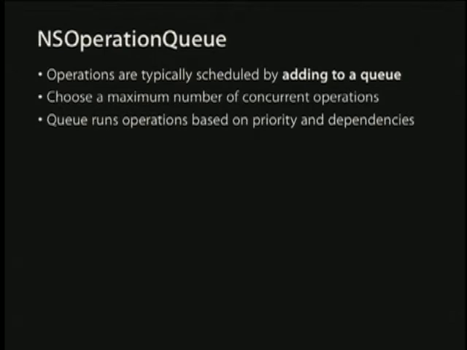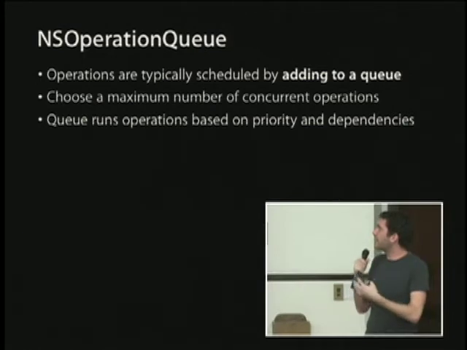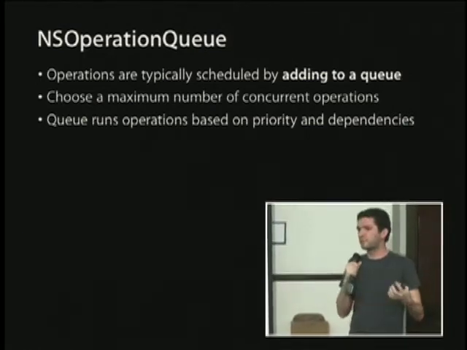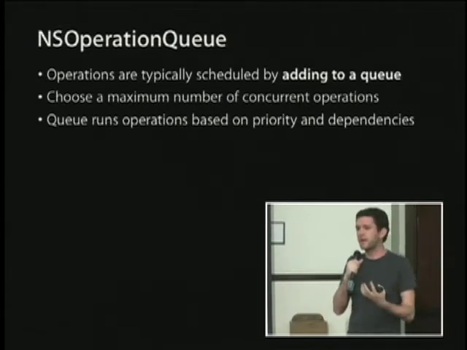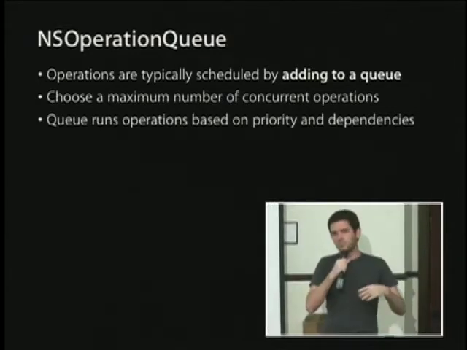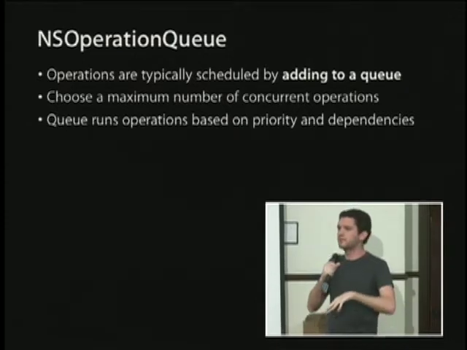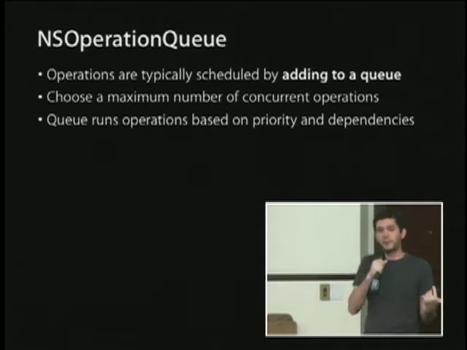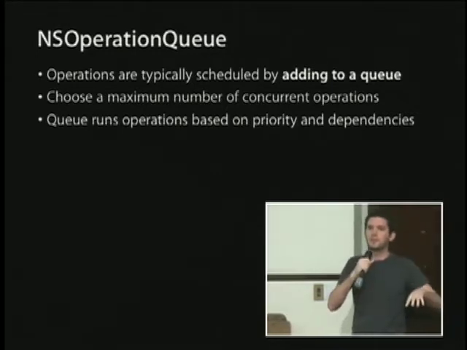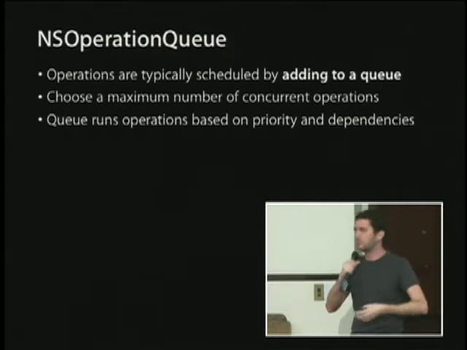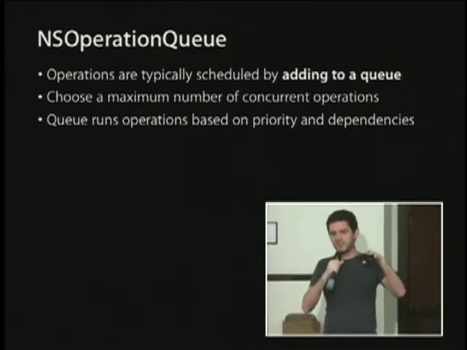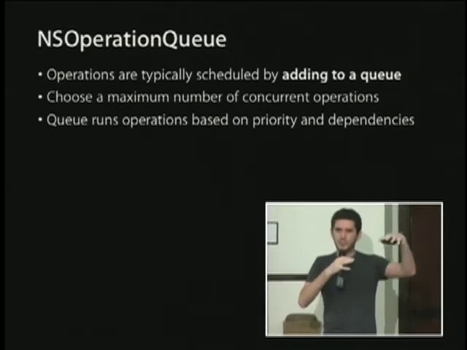So the place where you actually enqueue these is another class called NSOperationQueue. And so operations are typically added to the queue in order to schedule them. You basically choose a maximum number of concurrent operations, the maximum number of things you want to have happen simultaneously. And the runtime worries about creating the threads for those things for you. And then the queue will run the operations based on a priority that you've defined. So you can say that some operations are higher priority than others, so they'll get scheduled first. And also the dependencies that we talked about. So everything that this object depends on will happen before this NSOperation gets scheduled.